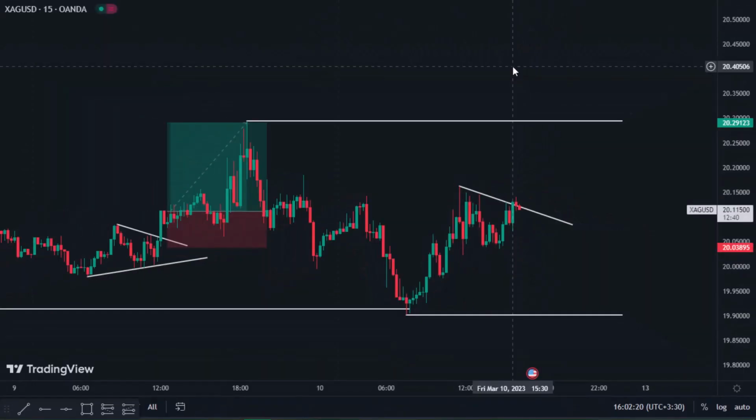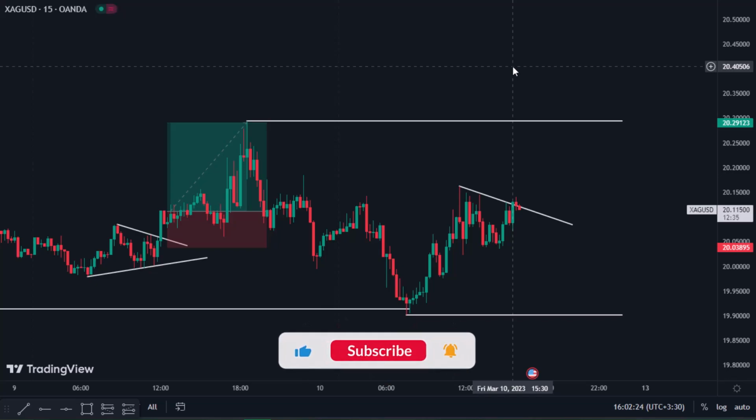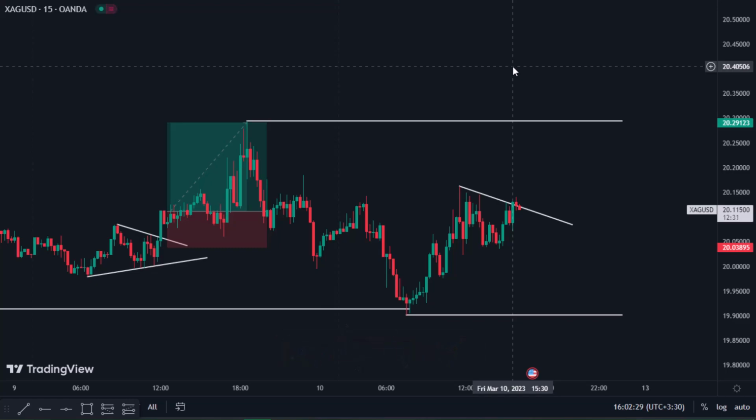Hey traders, welcome back. In this video I'm going to analyze the silver chart on 10th of March 2023 and show you some positions that you can make and see what's gonna happen next on silver. Then I'm just gonna show you the 7 positions that I made yesterday on 9th of March 2023.